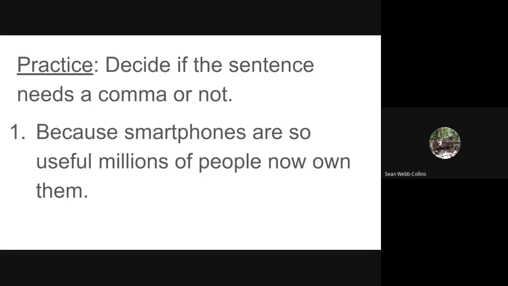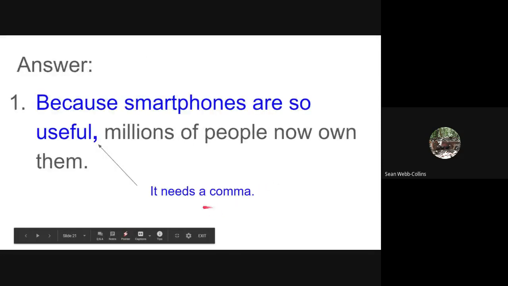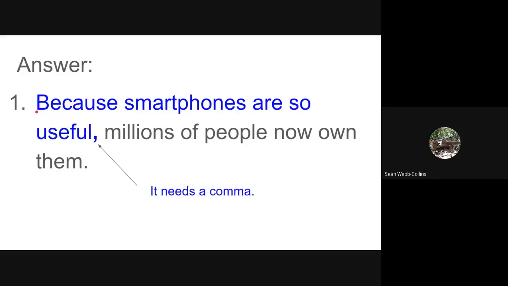Okay, that should just be enough time since you're just finding where to put the comma. Let's look at the answer. Number 1, that's right. We put the comma between useful and millions because "smartphones are so useful" is the dependent clause, followed by the main clause, "millions of people now own them."